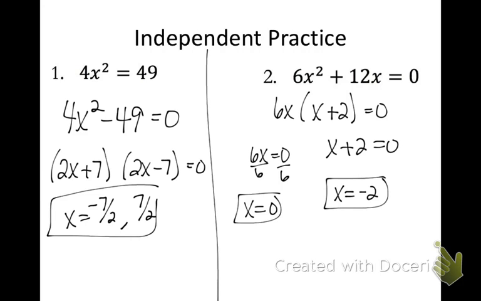Okay, so the first problem ended up being a difference of squares. I started by getting it set equal to 0, and then I took the square root of 4x squared and 49. And then the second one was just pulling out a greatest common factor. First of all, 6 and 12 weren't in my list of perfect squares. Neither was 2 once I divided everything by 6. And I had an x in this second term right here. So it's not going to be a difference of squares if there's an x there.